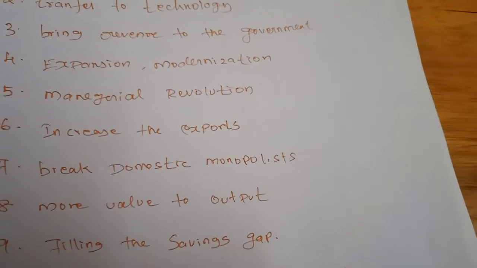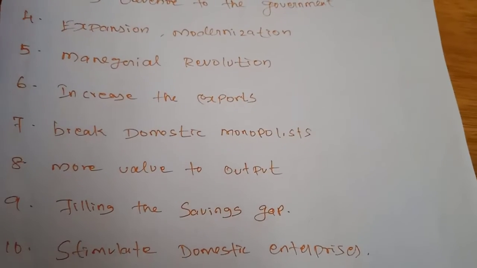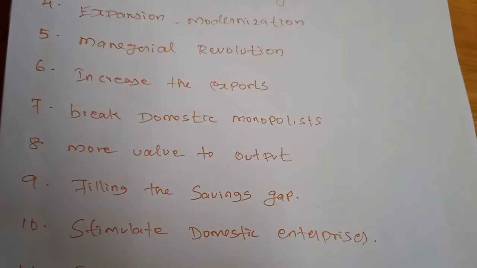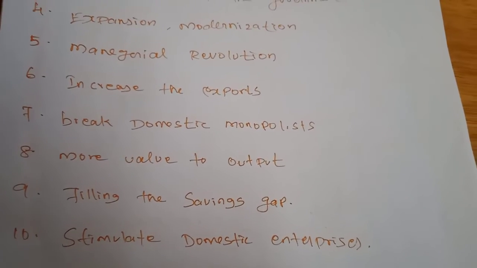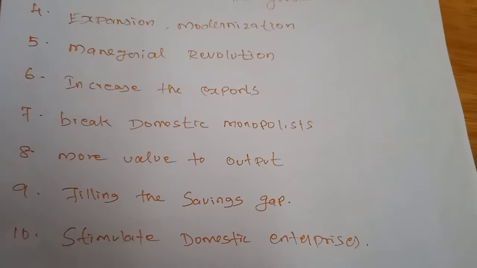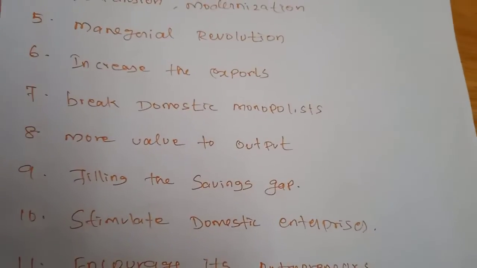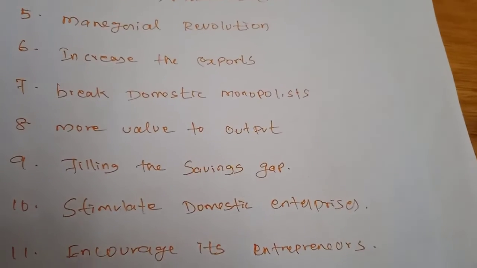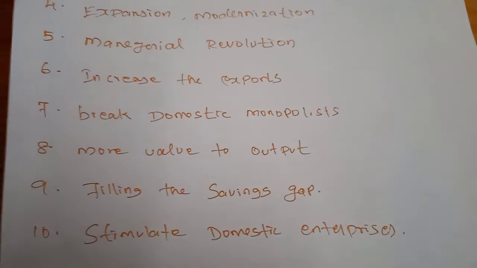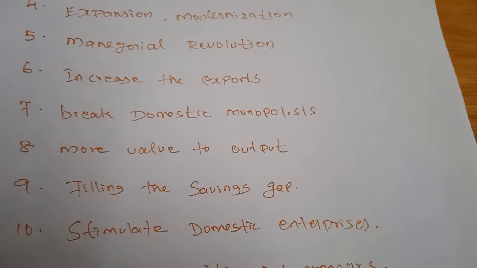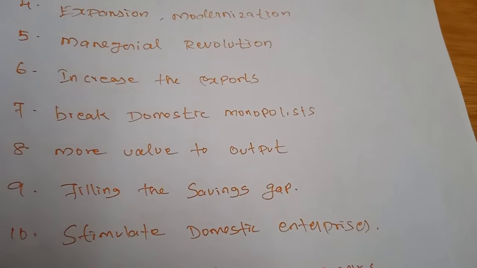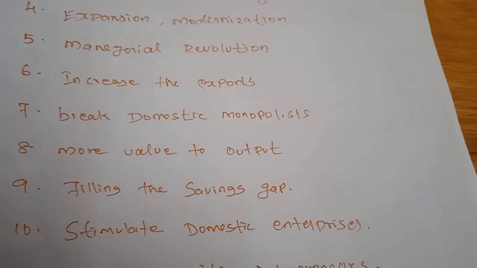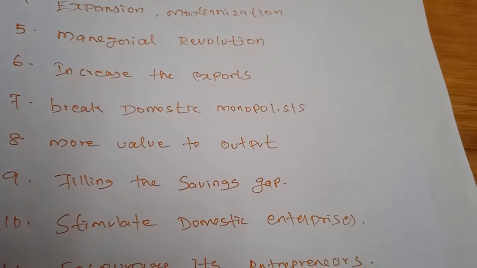Next, break the domestic monopolist. Foreign investment also helps to increase competition and break the domestic monopolist. We have already studied that every nation has some monopolistic powers. Monopolistic power means that in our nation, if a producer is a monopolist, he alone has the power to fix the price of his commodities.